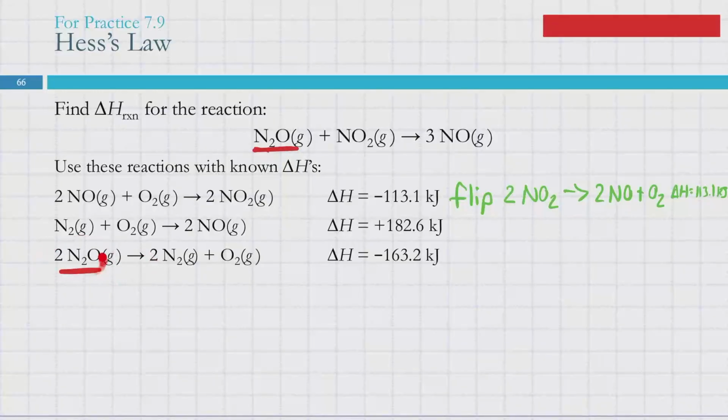So we are probably going to need to use this. This is the only one that has N2O in it, so we're going to have to use this one to get to this equation. Do we have N2O in anything else? Do we have it in our second one? I don't see any N2O. We don't have it in our first one. I don't see any N2O. So if we've got two N2O here and we want one N2O, what do we have to do to this reaction? Divide by 2.